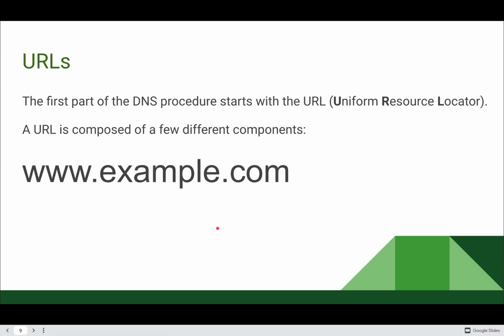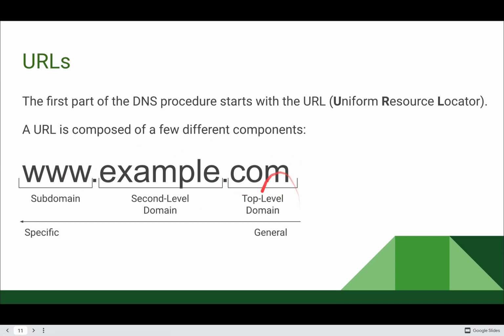So the first part of the DNS procedure starts with the URL, or Uniform Resource Locator. So URLs are comprised of 3 different pieces. We've got our subdomain, second level domain, and top level domain. So here we are moving from general on the right to more specific on the left. We've kind of inverted our specificity arrow here.